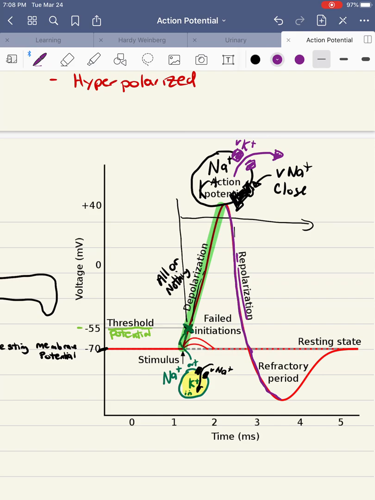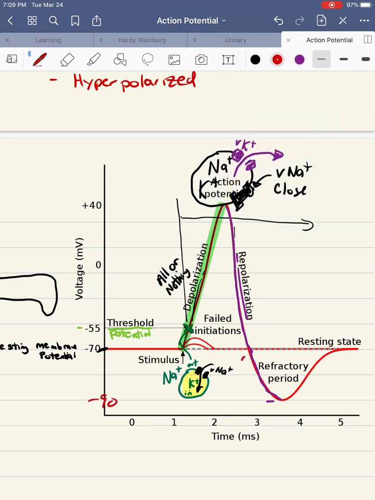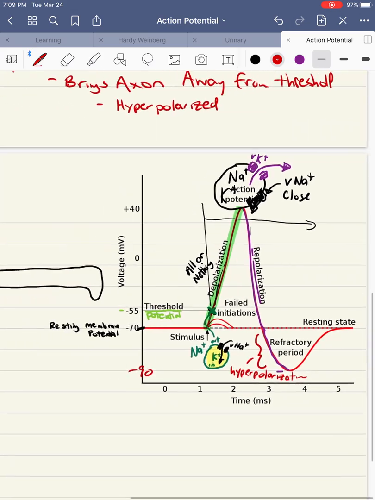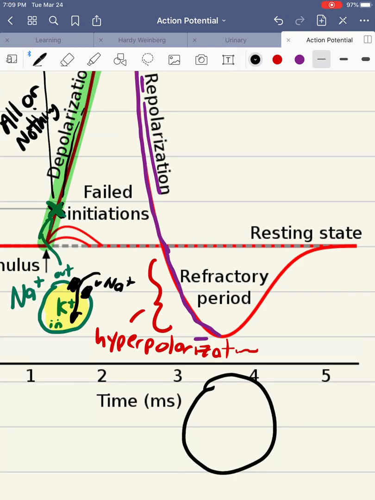So all that potassium is flowing out of the cell, so much to a point that it's going to be super duper negative. It's going to actually hyperpolarize. This region is hyperpolarization. It's going to become even more negative than the actual resting membrane potential of negative 70 millivolts. And at this point, the cell should look like this. There's a lot of sodium on the inside of the cell relative to the outside of the cell, and there's a lot more potassium on the outside of the cell relative to the inside of the cell.